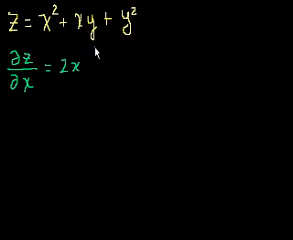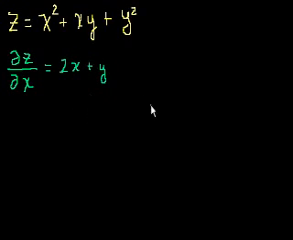What's the derivative of xy with respect to x? Well, if y is just a number, just a constant, and remember, we're not taking an implicit derivative here, then if you have some constant times x, the derivative of that is just the constant, y. And then what's the derivative of y squared with respect to x? Well, we're assuming y is just a number, so y squared is a constant, and the derivative of just a number with respect to x is 0. So the partial derivative of z with respect to x is 2x plus y.